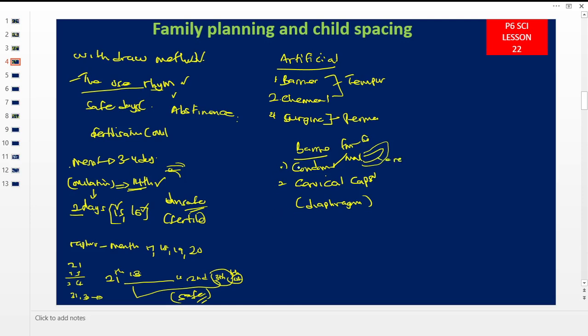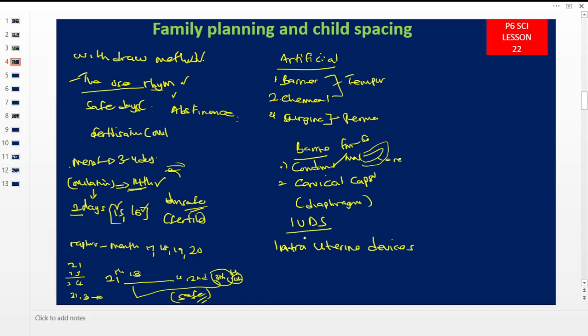And then apart from the condoms and the cervical caps, we have what we call IUDs. IUD: I stands for intra, it is intra, not inter. Then U stands for uterine. Then D stands for device, and the S is just the plural. So IUD is an intrauterine device.